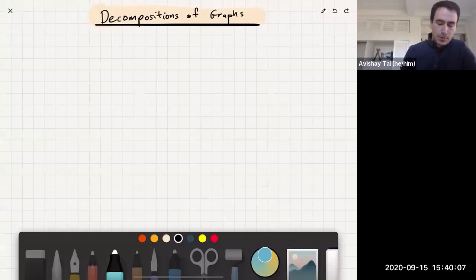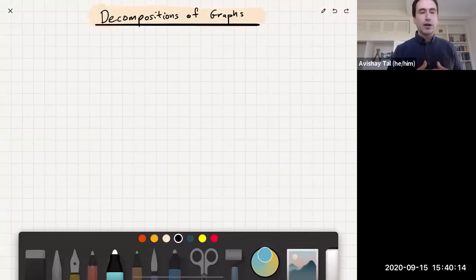Okay, so maybe before starting to talk about graphs, let's talk a little bit about motivation. Why do we care about graphs? Why do we want to apply algorithms on graphs?